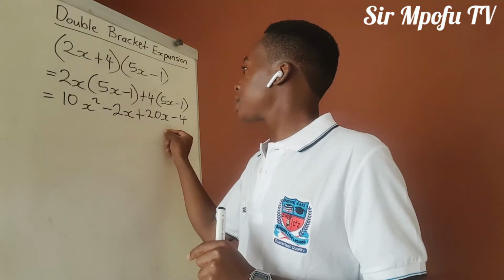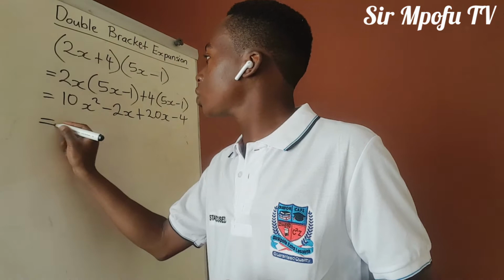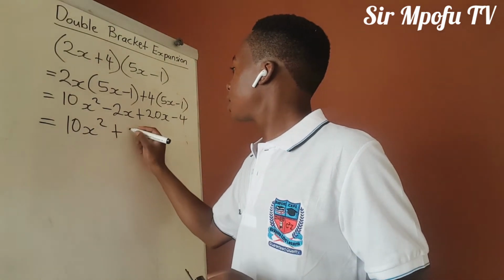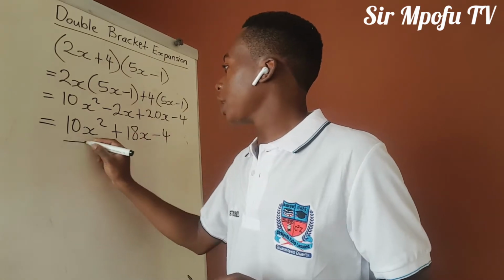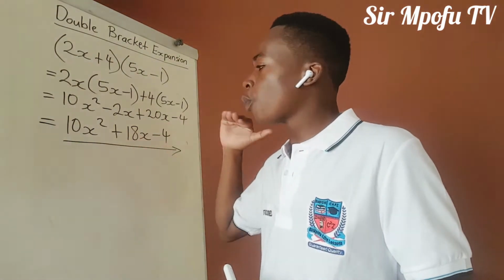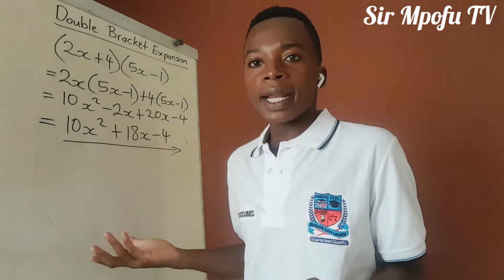Negative 2x plus 20x. What is our answer? It's 18x. So your final solution here is going to be 10x squared plus 18x minus 4. This will be your final answer. You cannot simplify further from here. Why? Because there are no like terms anymore.